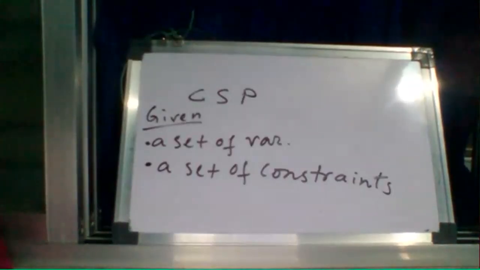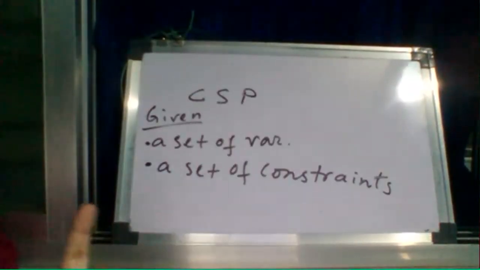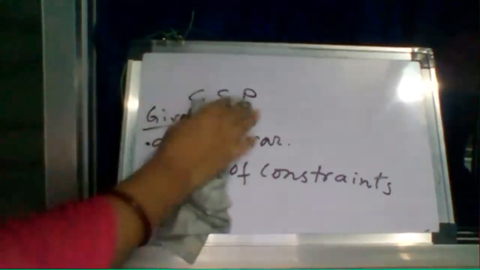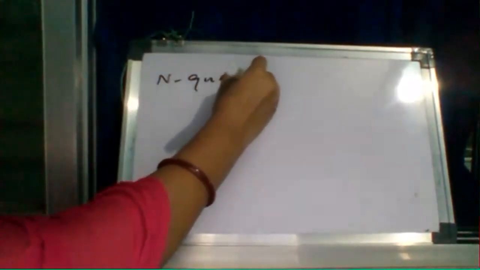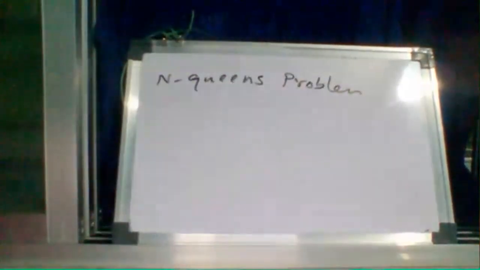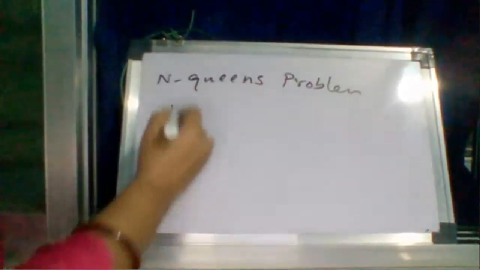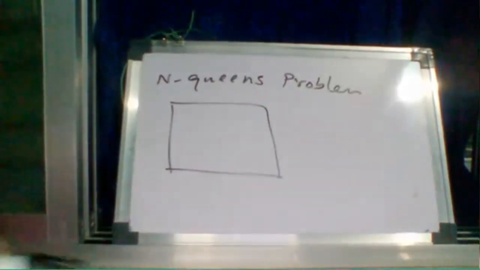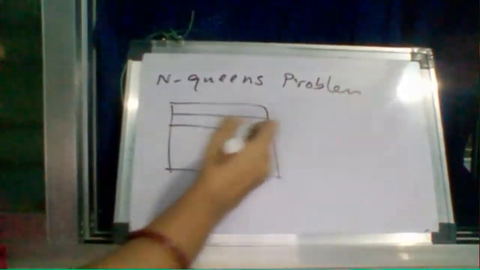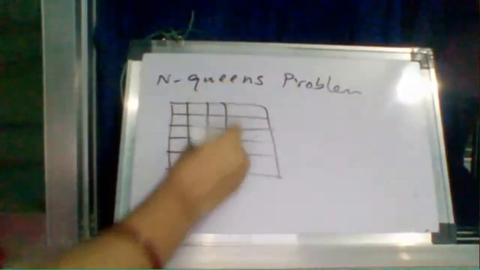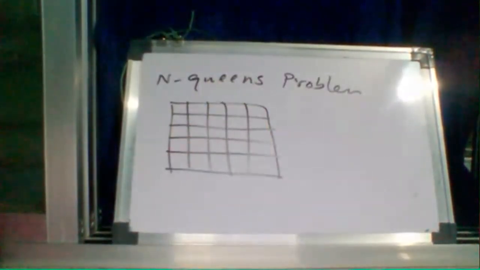Now I will come to two problems which can be addressed as constraint satisfaction problems. One problem is the n-queens problem. Another is the graph coloring problem. In the n-queens problem, we will be given a matrix of n cross n size. So first I am considering a 5 cross 5 matrix here. 5 rows and 5 columns are there. I have to place 5 queens here. But some restrictions are there for placing those queens.